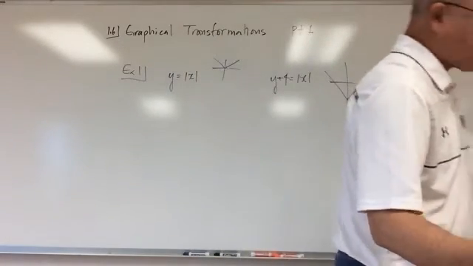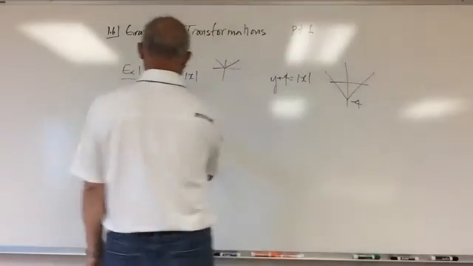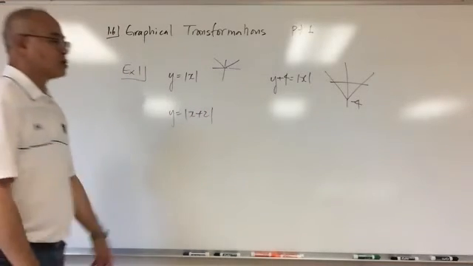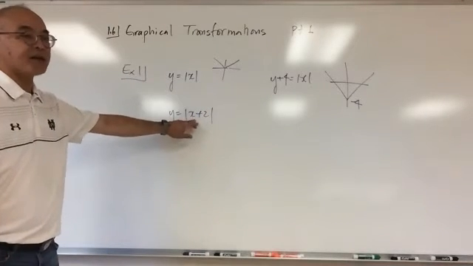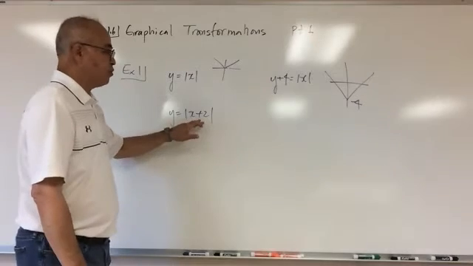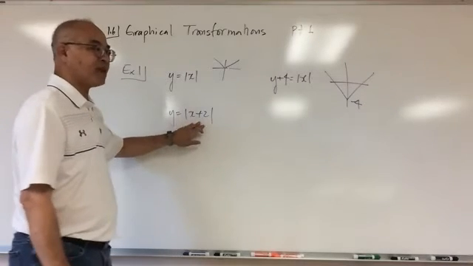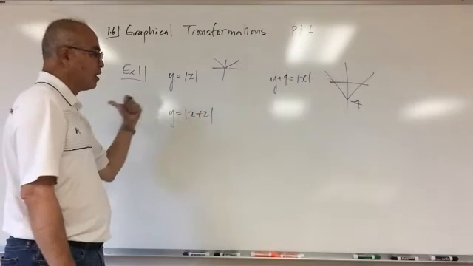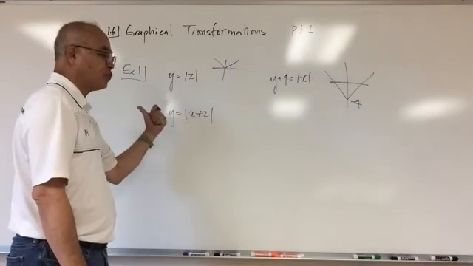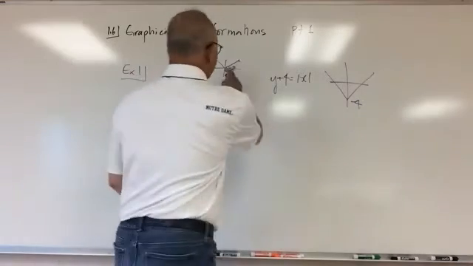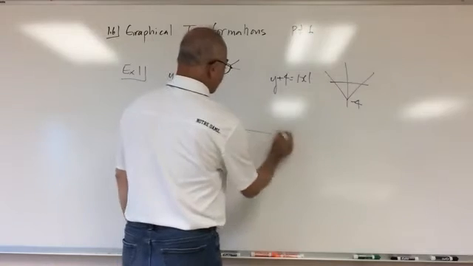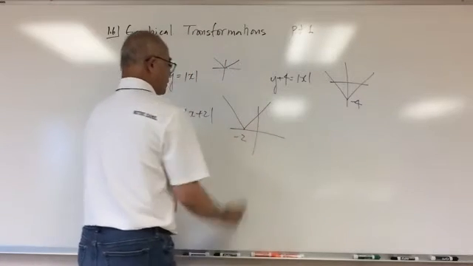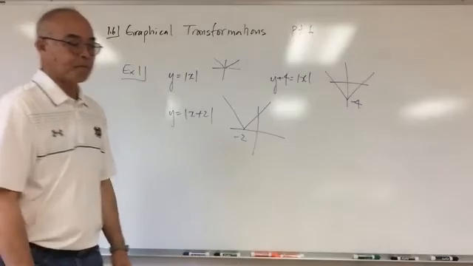Then the second one is y is equal to x plus 2. So where x is, instead of x, I put x plus 2, which means that I shifted it in the x direction. But since it's a plus, it means I went to the left. So I moved it 2 to the left. I start from this, I move it 2 to the left, and it's going to look like that.